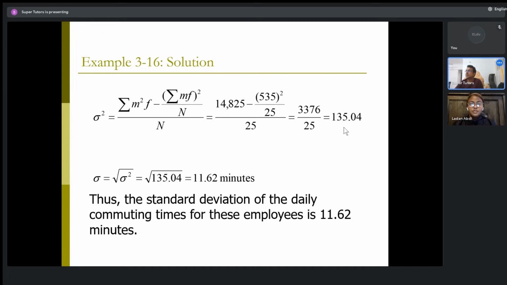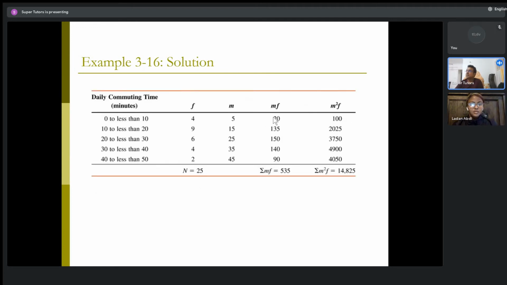So you will get how much? 135.04. Similarly, sigma is nothing but the square root of sigma square, and that comes to 11.62. Just be very careful with the m square f because that's where students make the most mistakes. You have to multiply the square of m with f.